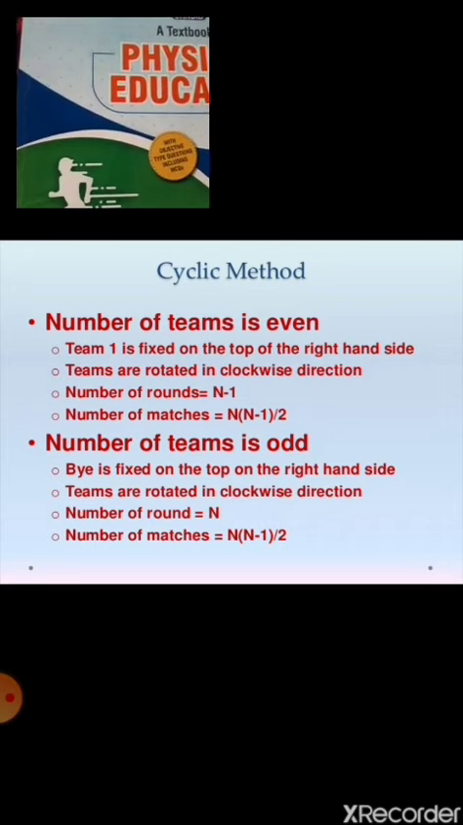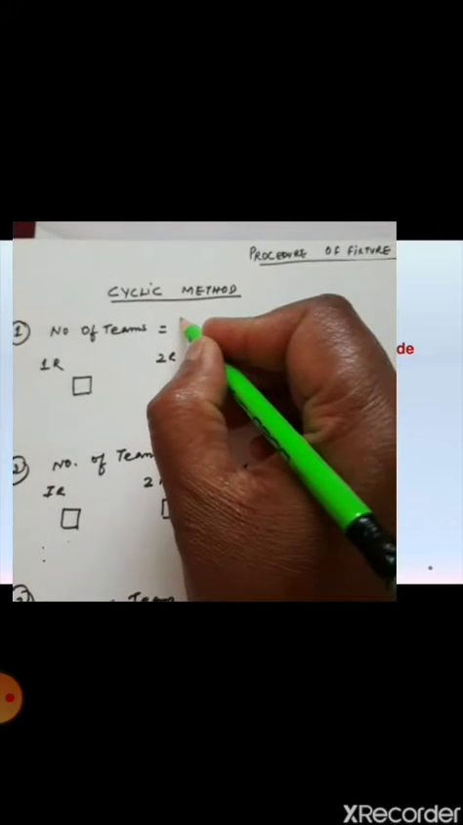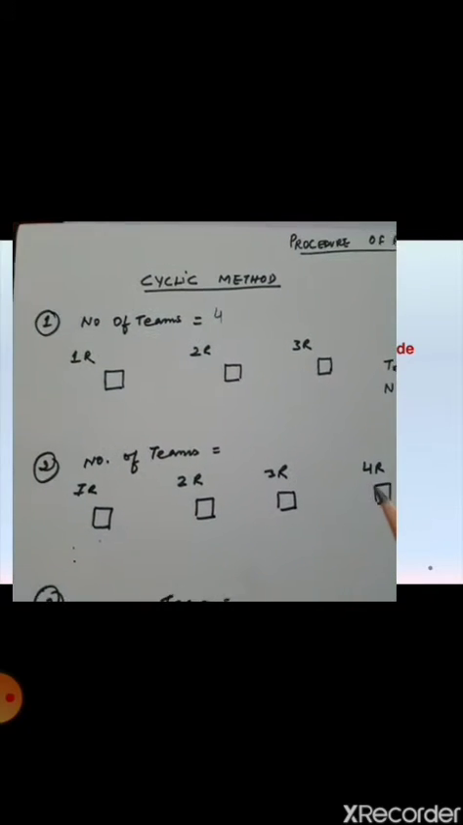So now I will show you how to draw the fixtures for the league tournament using the cyclic method. Let's suppose we take 4 teams. For this we have to calculate the number of rounds for this tournament, that is n minus 1. The number of teams is 4, so 4 minus 1 equals 3 rounds.